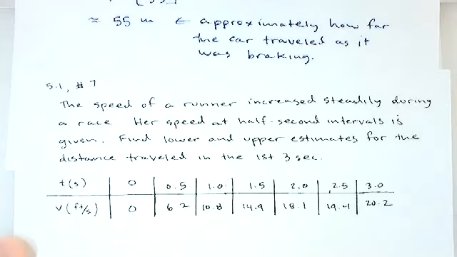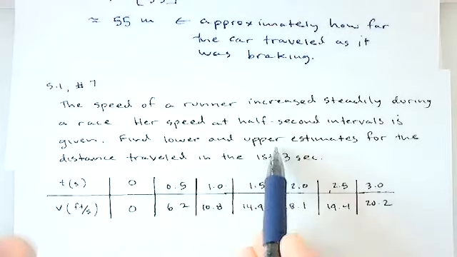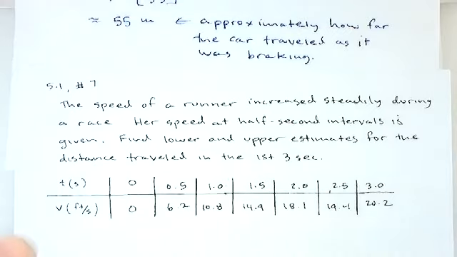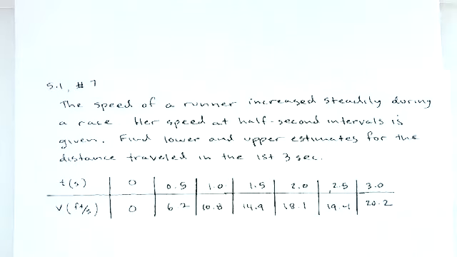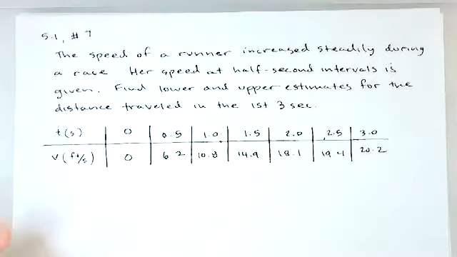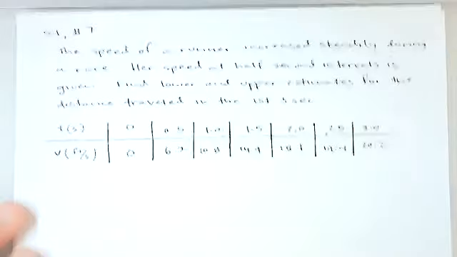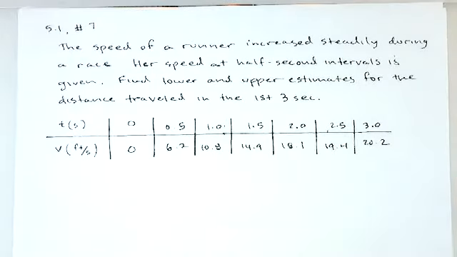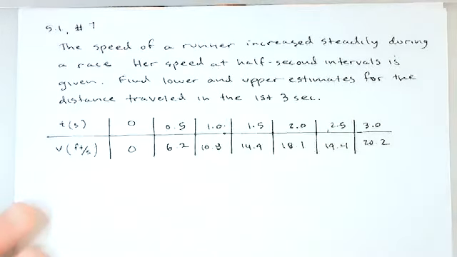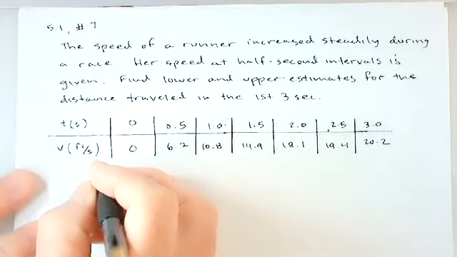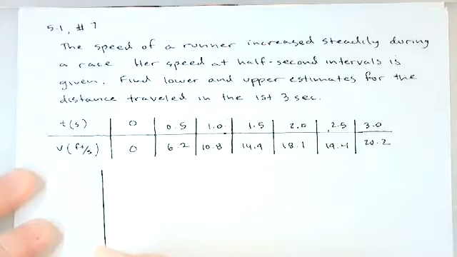And what we could do with that is also get an estimate. We're going to find lower and upper estimates for the total distance traveled by the runner, which, because we have velocities, would be the equivalent of finding the area under the curve. Now, what curve am I talking about? We don't have an equation, but what we could certainly do is imagine a graph. You could take this data.